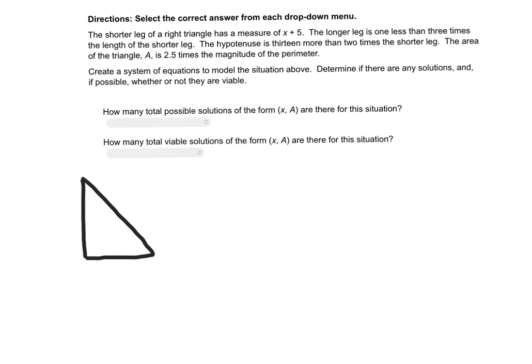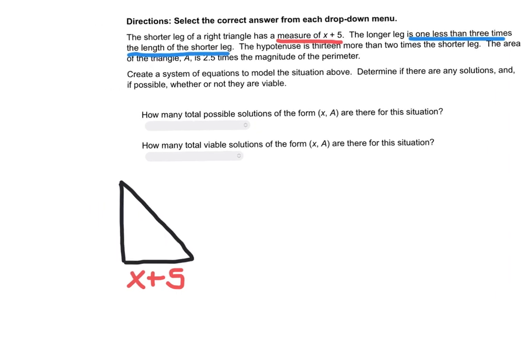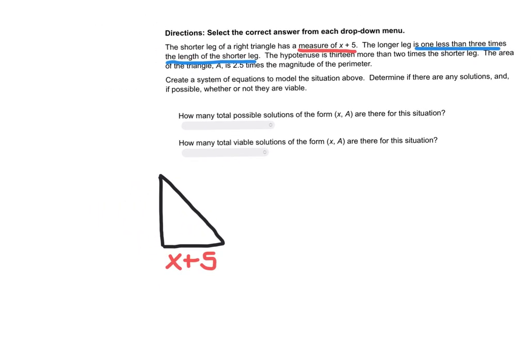So the shorter leg has a measure of x plus 5. Then it tells us that the longer leg is 1 less than 3 times the length of the shorter leg. So if it's 3 times the length of the shorter leg, then that means, let me slide this over for us. It's going to be 3 times our shorter leg, x plus 5, and it's 1 less than that. So there's the length of our longer leg.